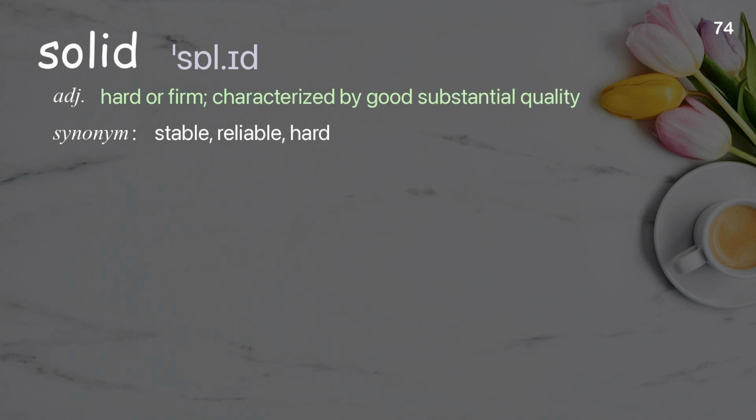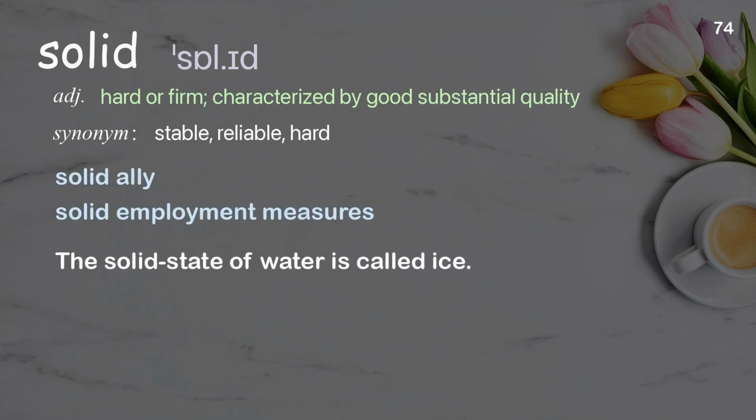Solid. Hard or firm; characterized by good substantial quality. Examples: Solid ally. Solid employment measures. The solid state of water is called ice.